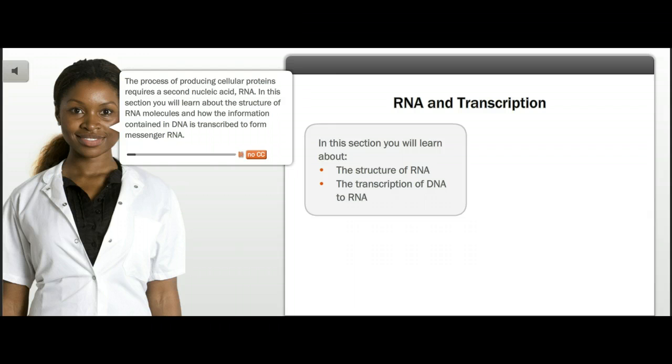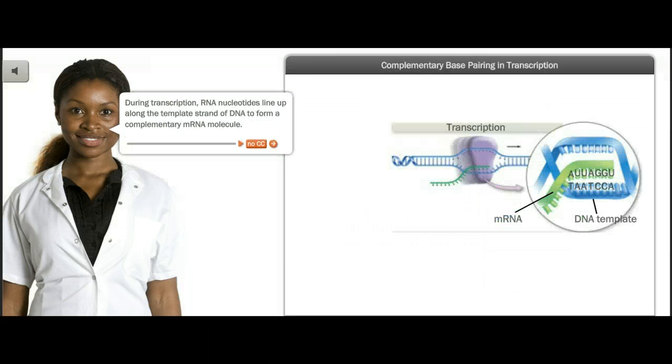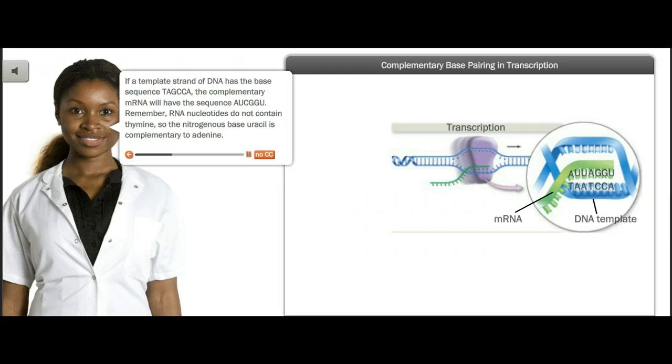The process of producing cellular proteins requires a second nucleic acid, RNA. In this section, you will learn about the structure of RNA molecules and how the information contained in DNA is transcribed to form messenger RNA. During transcription, RNA nucleotides line up along the template strand of DNA to form a complementary mRNA molecule. If a template strand of DNA has the base sequence TAGCCA, the complementary mRNA will have the sequence AUCGGU. Remember, RNA nucleotides do not contain thymine, so the nitrogenous base uracil is complementary to adenine.